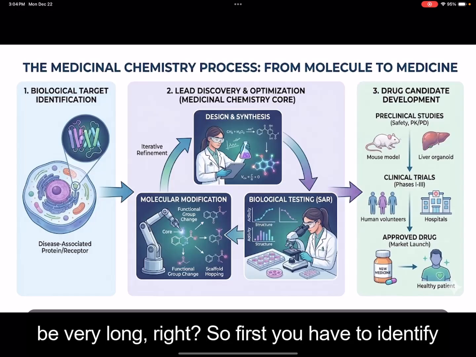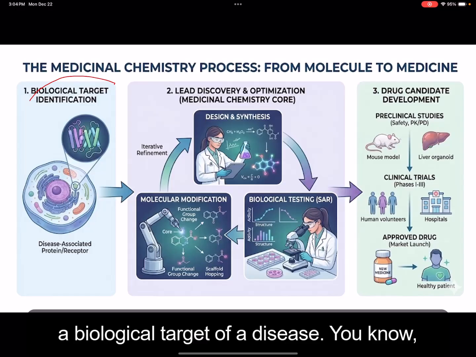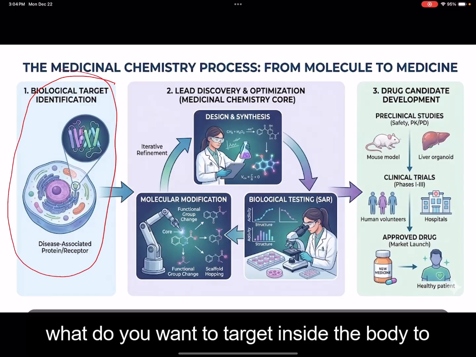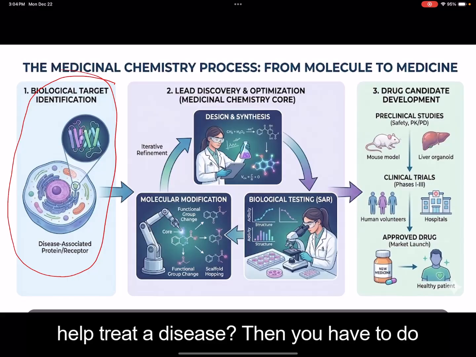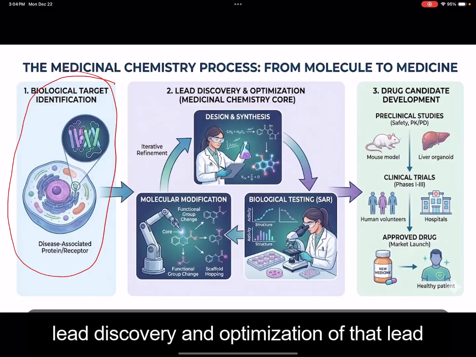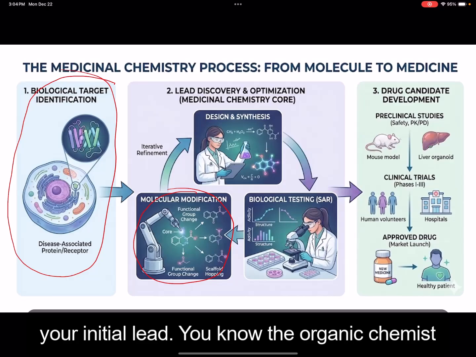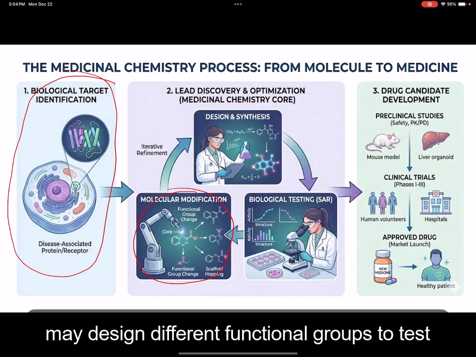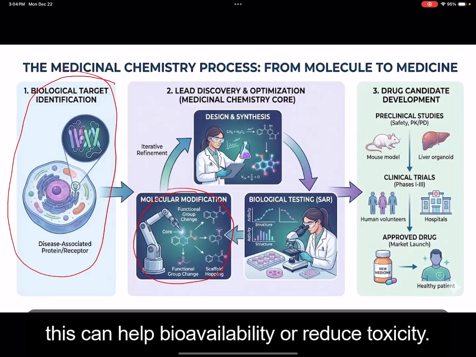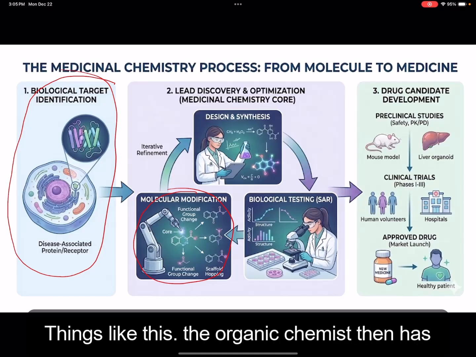So first you have to identify a biological target of a disease. What do you want to target inside the body to help treat a disease? Then you have to do lead discovery and optimization of that lead. And this can require molecular modifications of your initial lead. The organic chemist may design different functional groups to test. This can help bioavailability or reduce toxicity, things like this.